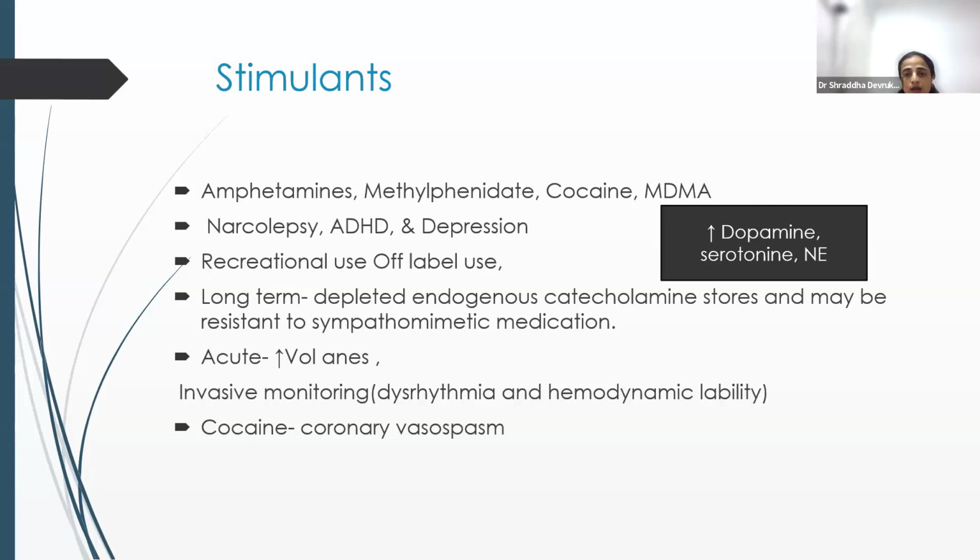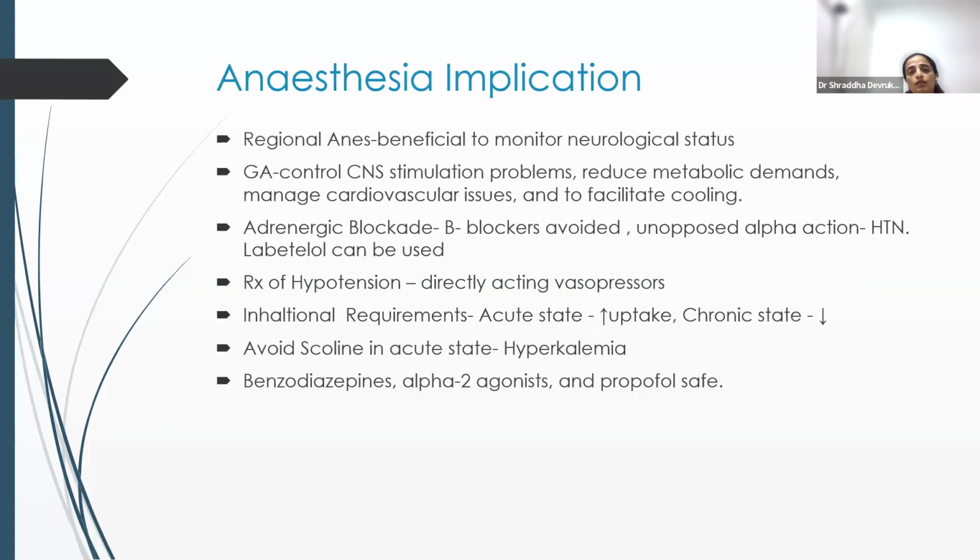So you're calming them down, and the requirement of volatile anesthetics increases. Since there can be dysrhythmias and hemodynamic lability in this patient, invasive monitoring becomes mandatory. And with cocaine, as is common, to what I said before, another problem is it can cause coronary vasospasm. So what are the anesthesia implications for this?